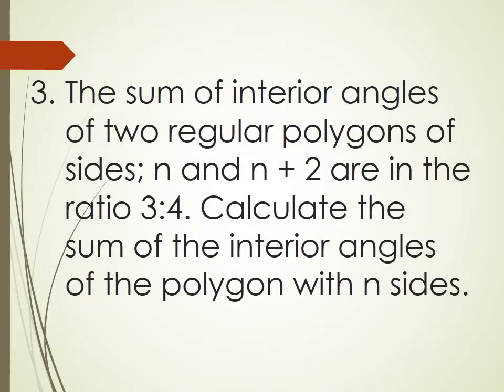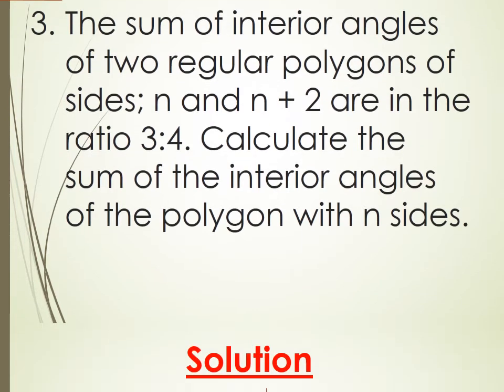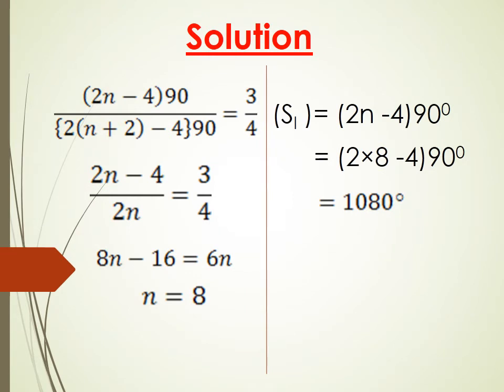Then we go to question 3. The sum of interior angles of two regular polygons of sides N and N plus 2 are in the ratio 3:4. Calculate the sum of the interior angles of the polygon with N sides. Solution: (2N minus 4) times 90, all over 2 times the bracket N plus 2, close the bracket, minus 4, then 90, is equal to 3 over 4.